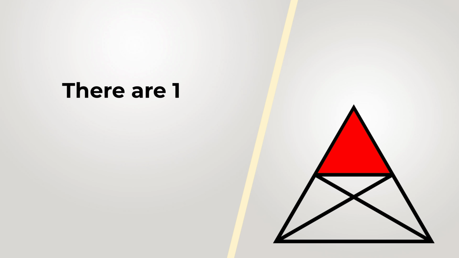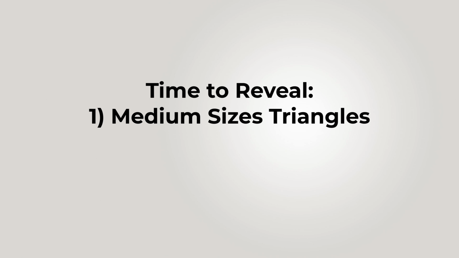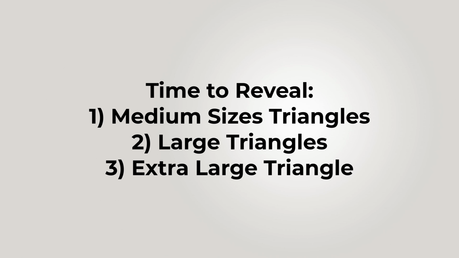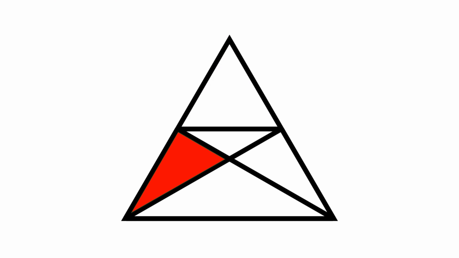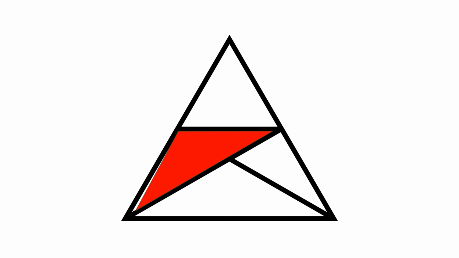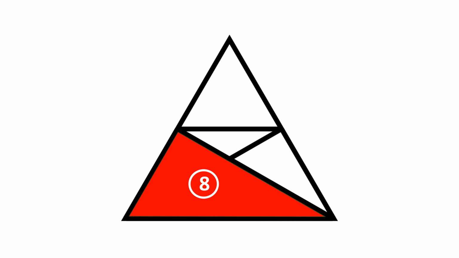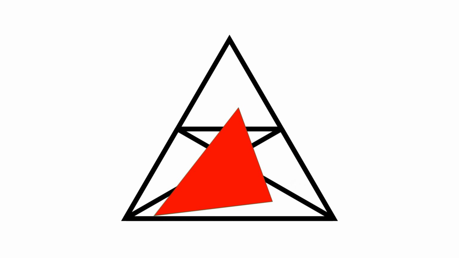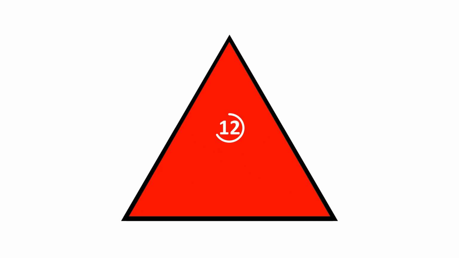I counted 12 triangles in this picture. Is this what you got too? Let me show them all for you. I'll start with the smaller triangles, and then go to the medium-sized ones, and then go to the large ones. 1, 2, 3, 4, 5, 6, 7, 8, 9, 10, 11, and 12.